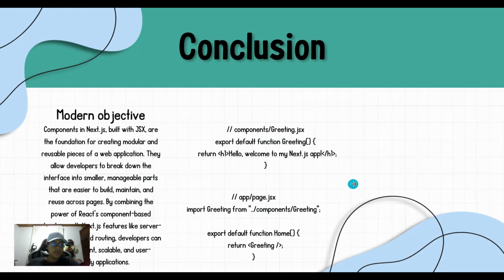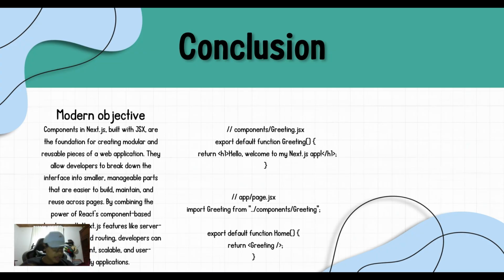The conclusion. In modern development, as we are seeing with Next.js, and using React as JSX, they are the foundation for creating modular and reusable pieces of an application. They allow developers to break down the interface into smaller, manageable parts that are easier to build, maintain, and reuse across pages. By combining the power of React's component-based structure with Next.js, both frameworks help each other to create components that are easy to understand and reuse.